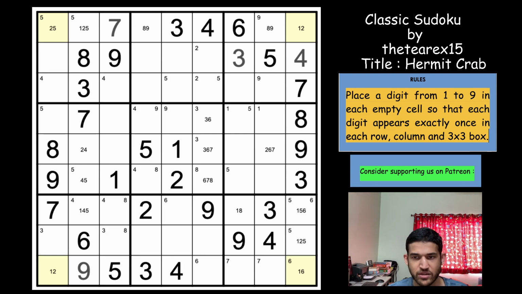Okay, let's look at row 6, column 8. It cannot be 3, 4, 5, 8 and 9 or 1 and 2. So this can only be 6 and 7. And row 4, column 8 will be 1, 2 and 6.